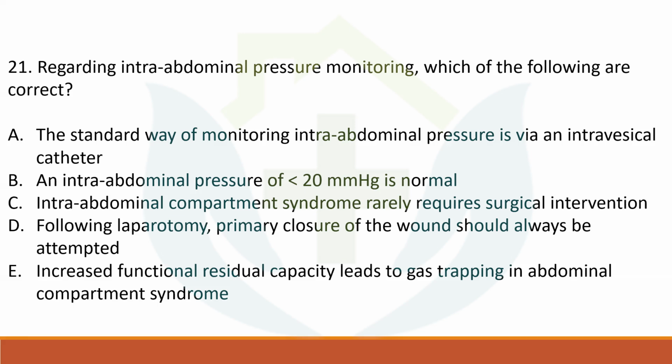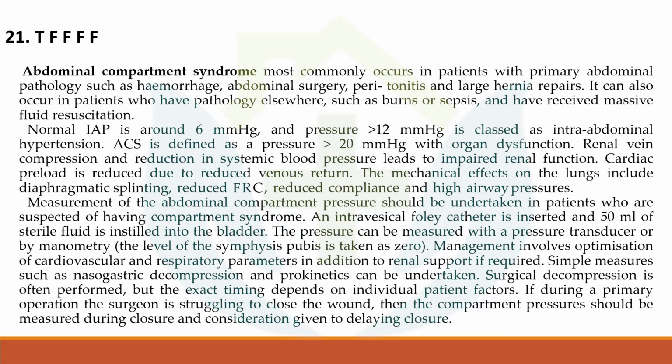See, abdominal compartment syndrome most commonly occurs in patients with primary abdominal pathology, such as hemorrhage, abdominal surgery, peritonitis, large hernia repairs. It can also occur in patients who have pathology elsewhere, such as burns, sepsis, massive fluid resuscitation. Normal intra-abdominal pressure is 6 mm of Hg. Pressure of more than 12 is classed as intra-abdominal hypertension. ACS is defined as a pressure more than 20 with organ dysfunction.